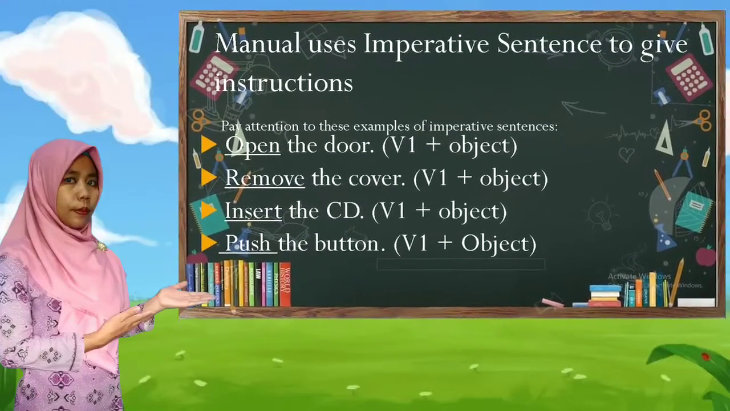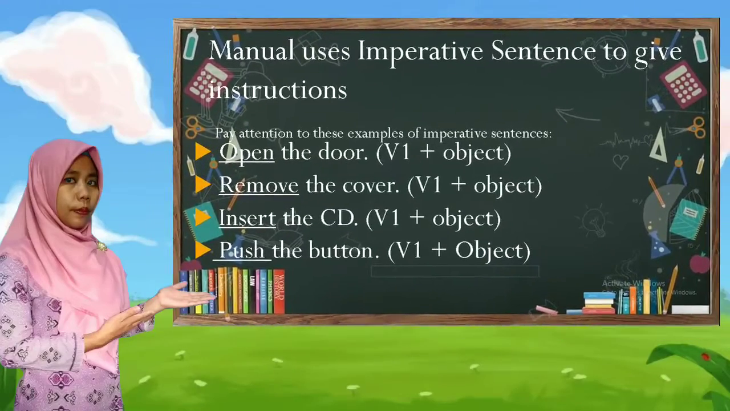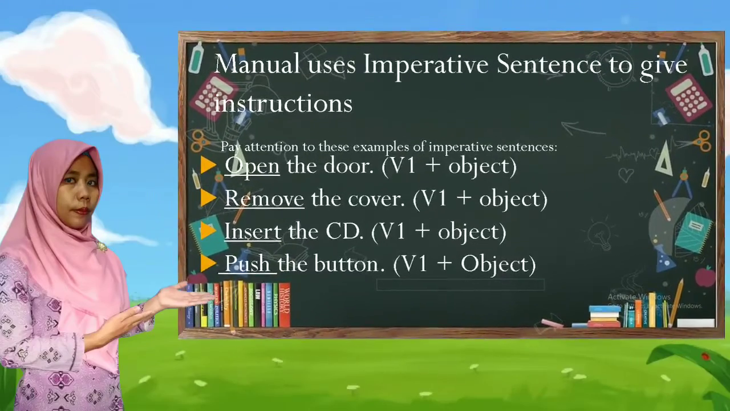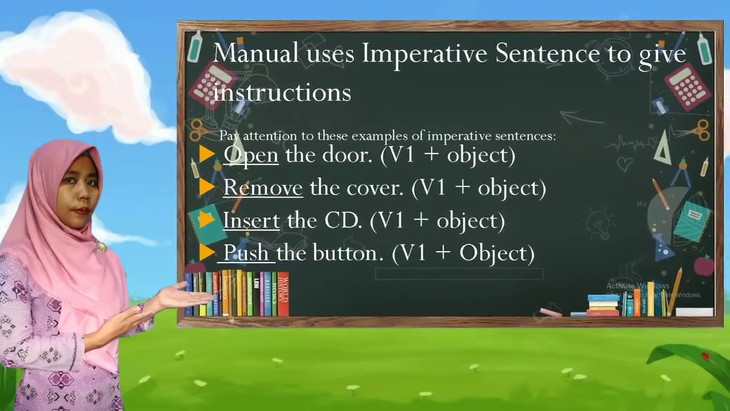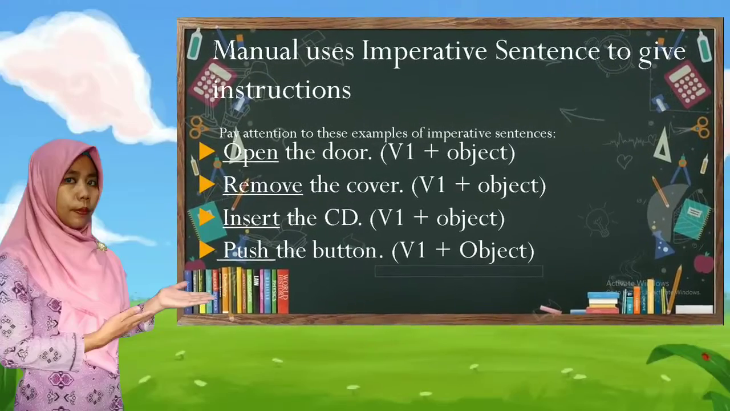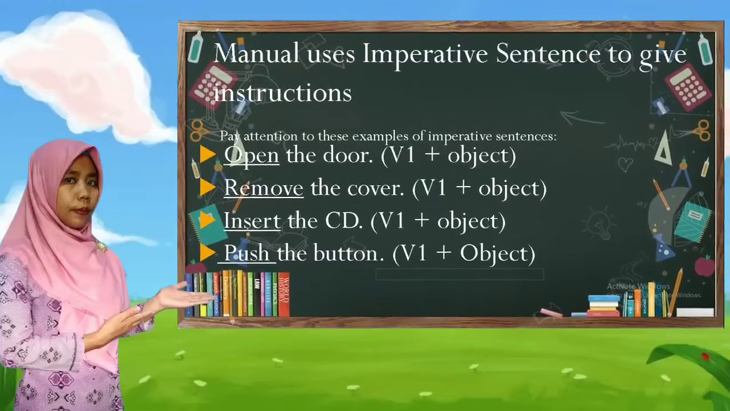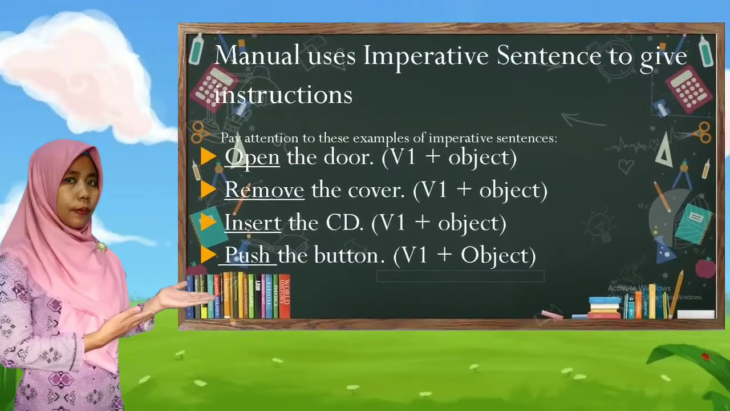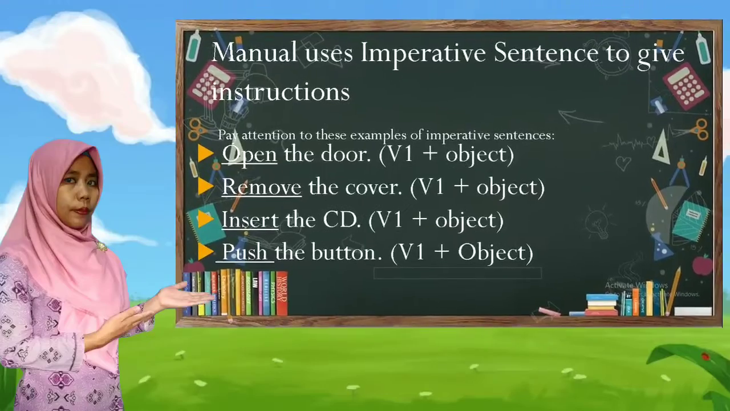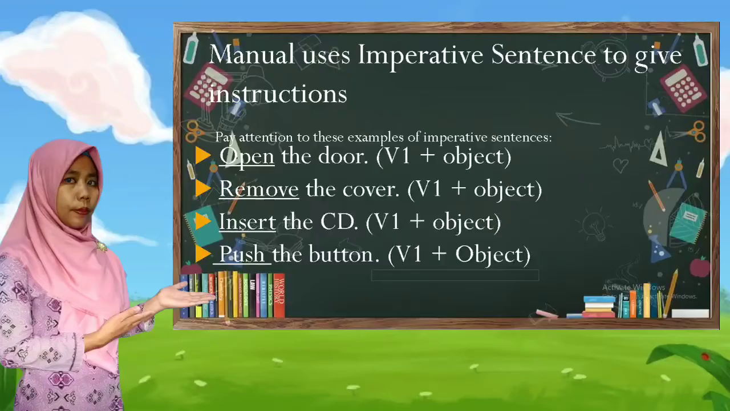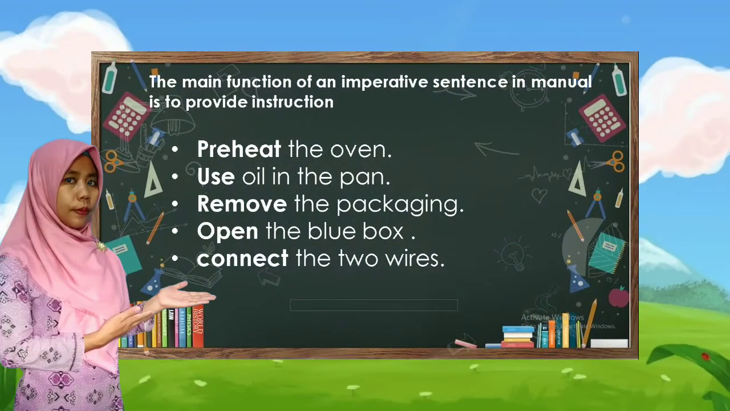Although the main feature of the sentences in the imperative is that they have no grammatical subject, they do have an understood subject. It's you. The basic form of the imperative remains the same whether it is addressed to one or more people. In imperative sentences, we can also add object if we feel it's needed. Remember, the main function of an imperative sentence in manual is to provide instruction.